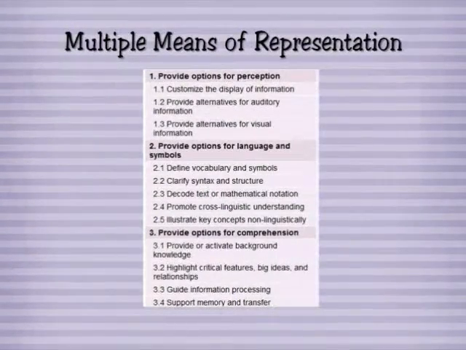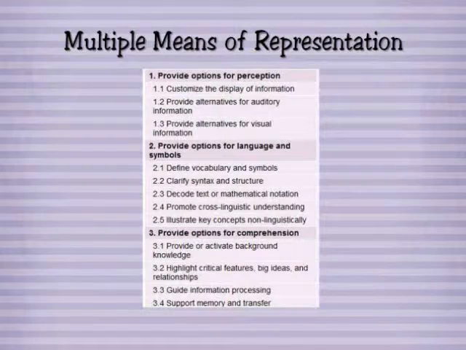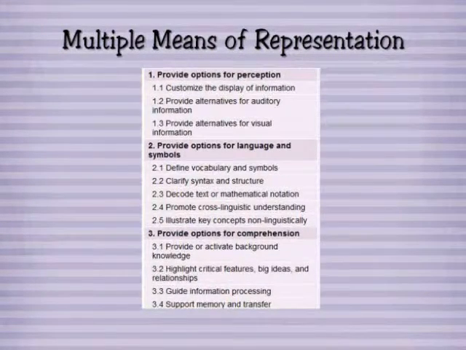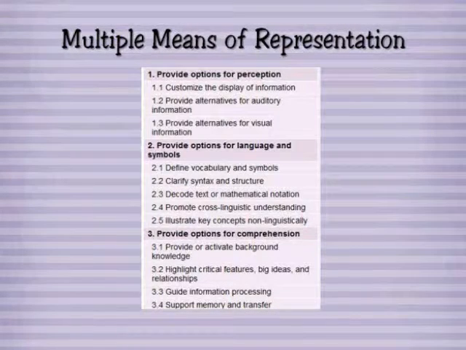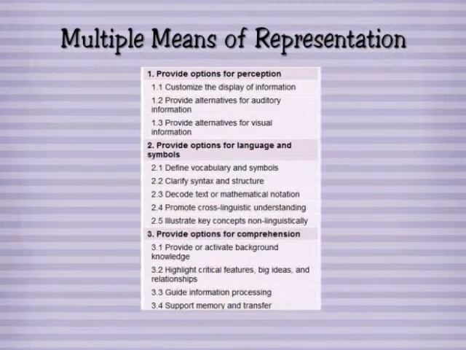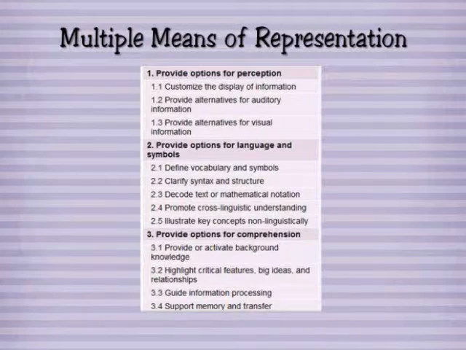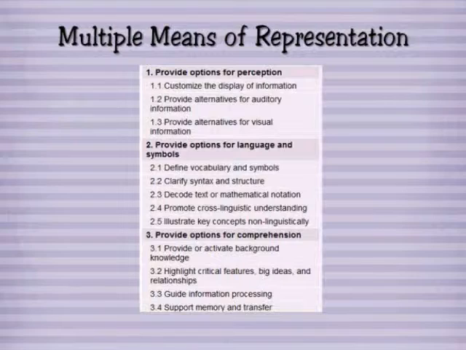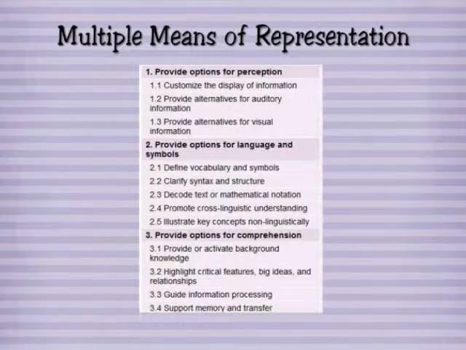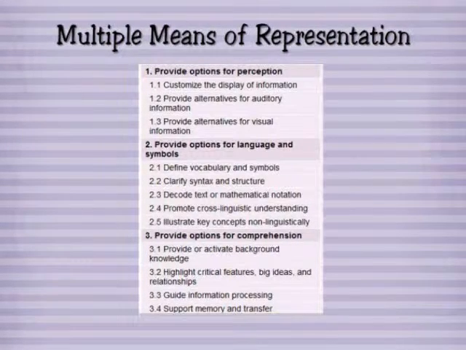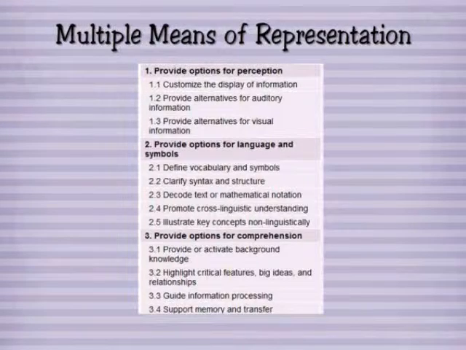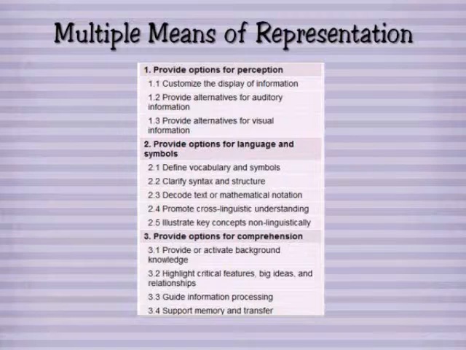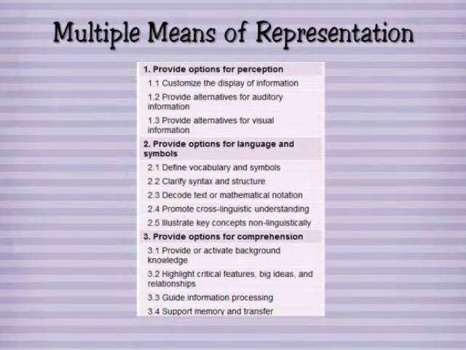The first principle, multiple means of representation, supports the recognition network. There are 3 guidelines to this principle. The first is to provide options for perception. If information is not presented in a way that is understandable to the audience, it is pointless. Information should be given visually, auditorily, and kinesthetically to meet the different sensory modalities. The information must be accommodating to the learner's needs. For example, print can be enlarged for those students who are visually impaired.